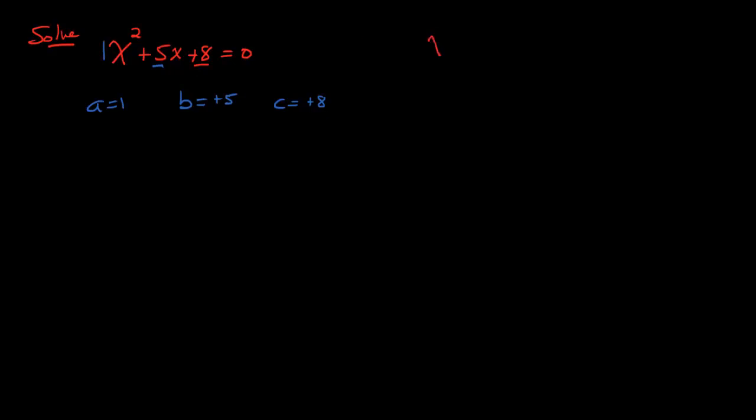So now I always write my quadratic formula down. That way I don't forget it and I can use it rapidly. So we have negative b plus or minus the square root of b squared minus 4ac all over 2 times a. Continuing, I'm going to plug in.